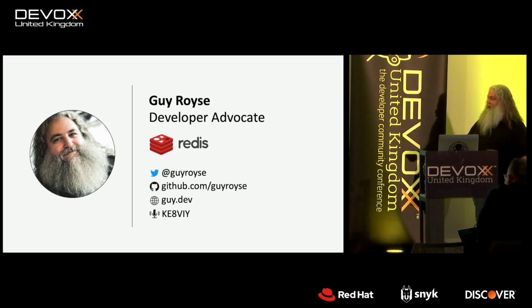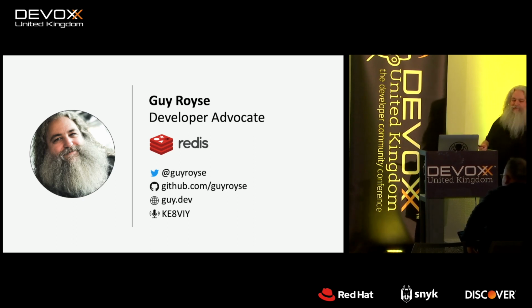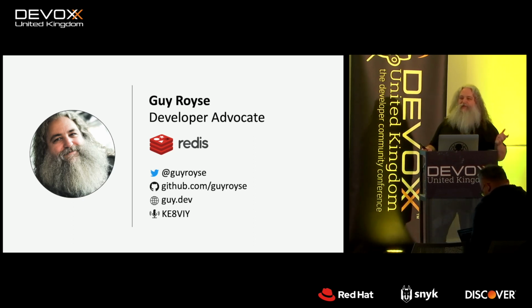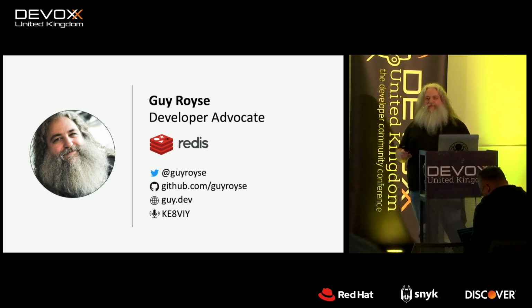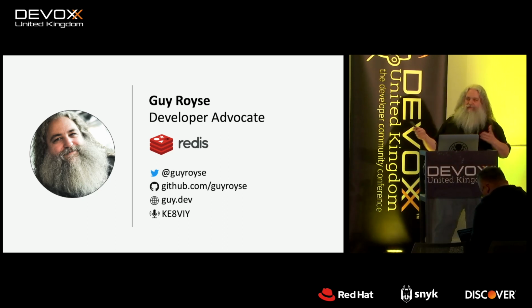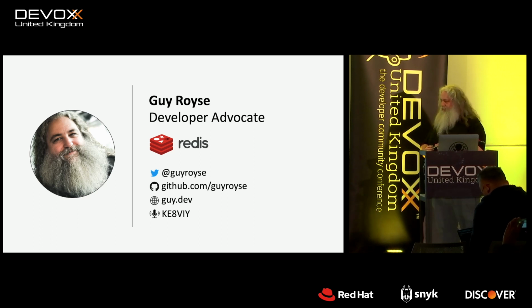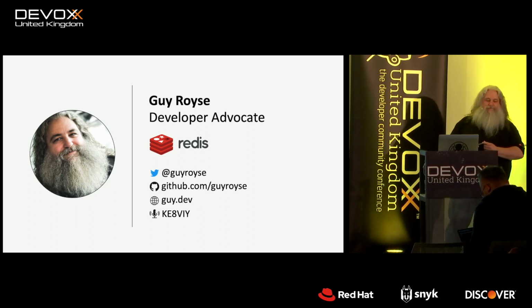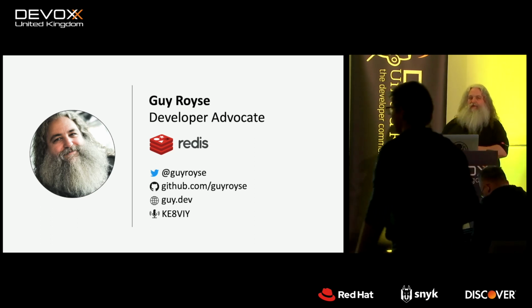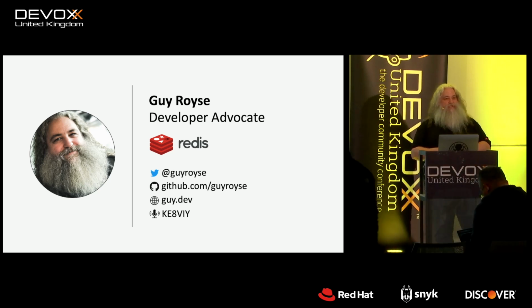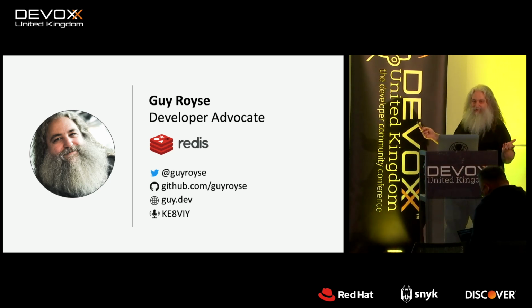But the part that you care about is the GitHub URL. I've written a whole bunch of code. I've basically implemented FlightAware using Redis and software-defined radio and some other open source software. And all of that is on my GitHub at github.com/GuyRoyse. So that's the part that really matters the most.